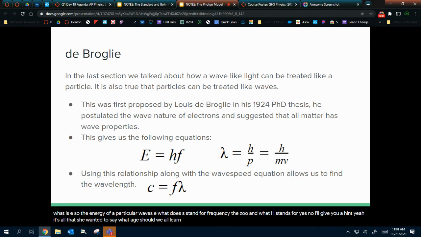Planck's constant. Planck's constant. Woo! Oh, yeah. H is Planck's constant.